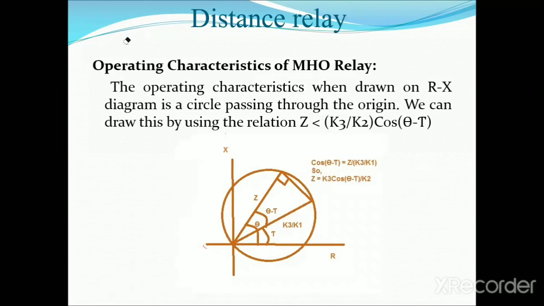This is the operating characteristic of a Mho relay. The operating characteristic of this relay, when drawn on the RX diagram, will be a circle passing through the origin. In this region only is the positive torque region, and in that case only the relay will operate. We can draw it by using this relation, Z less than k3 by k2 cos of theta minus tau. By using this relation we draw the resistance and reactance diagram. This is the distance type of relays.